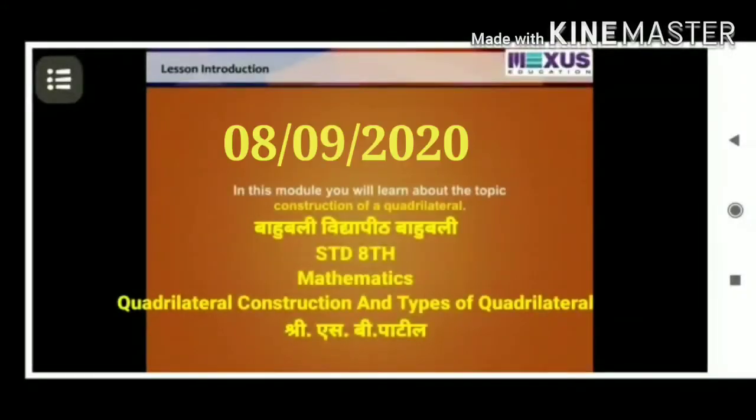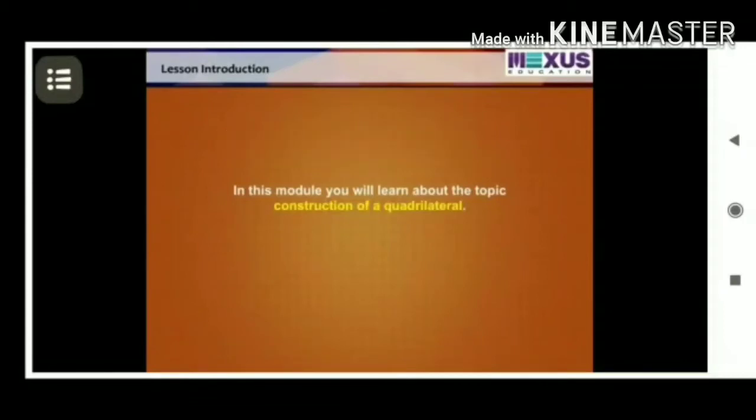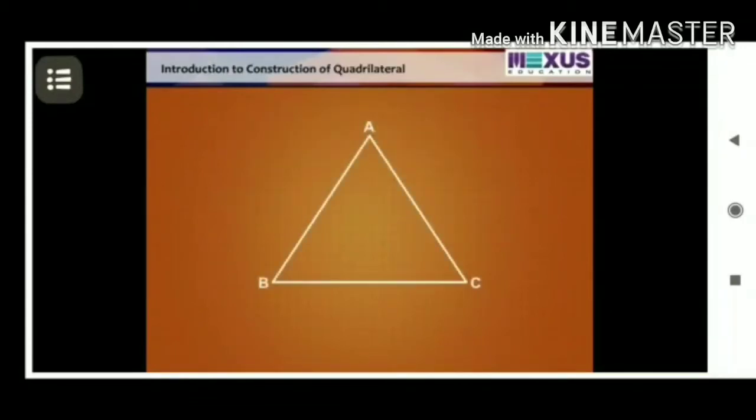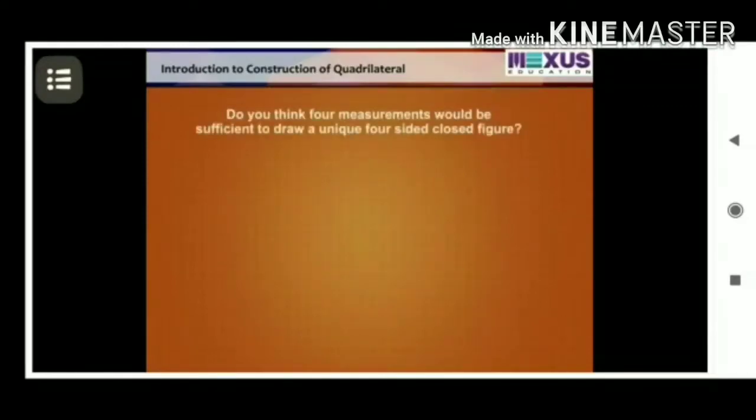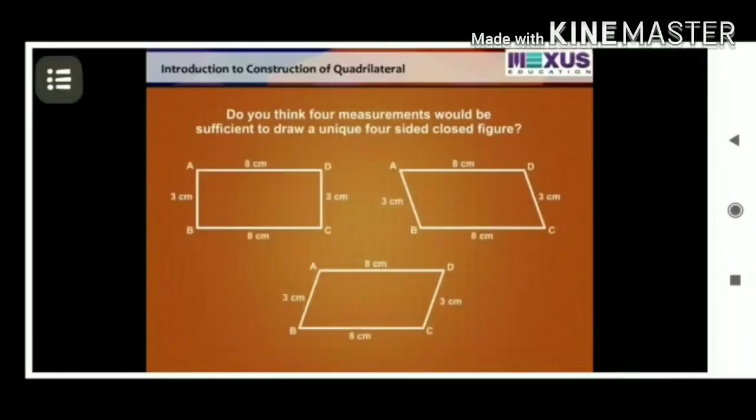In this module, you will learn about the topic Construction of a Quadrilateral. We know that a triangle has 3 sides and 3 angles, and to construct a triangle, we require at least 3 measurements, including sides and angles of a triangle. Now, do you think 4 measurements would be sufficient to draw a unique 4-sided closed figure, namely a quadrilateral?